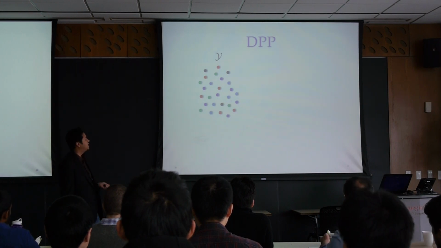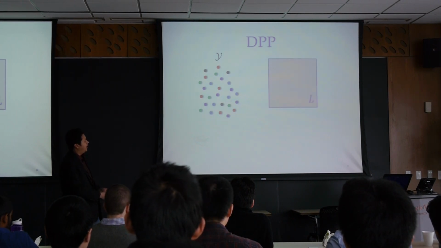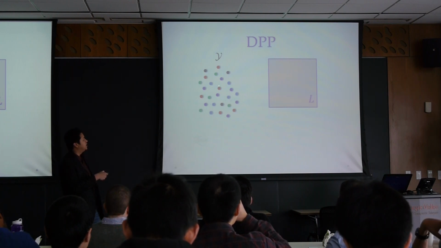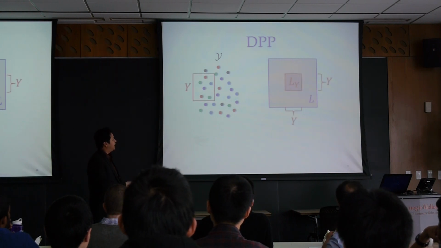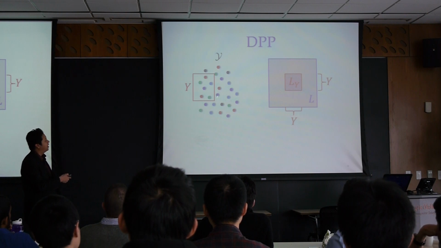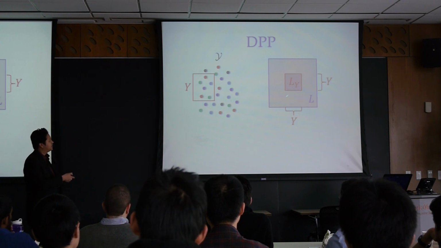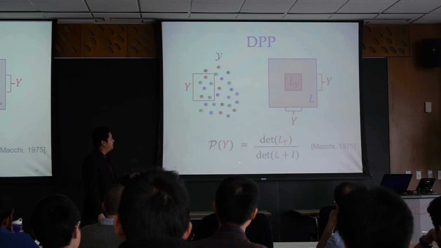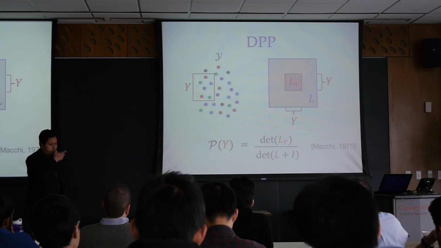So the whole idea of DPP is, you have a bunch of items, and you want to define a kernel where the element Lij of your matrix is some sort of a similarity measure between the items, right? So you have an n by n matrix. If you want to ask what the probability of selecting a set Y is, all you need to do is look at the submatrix that contains the elements of Y, and then the probability is given by the determinant of that submatrix, right?